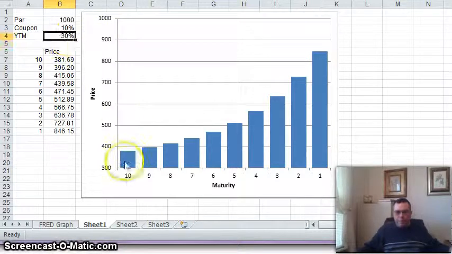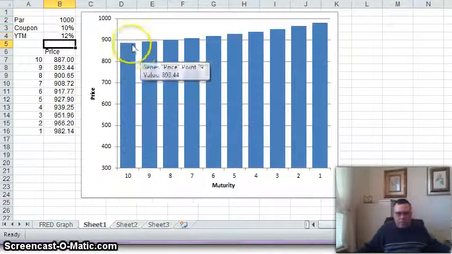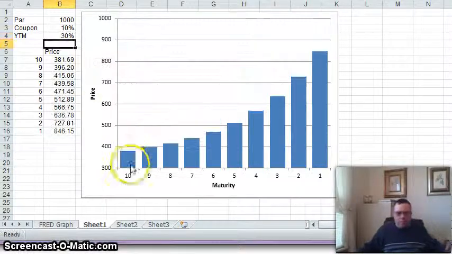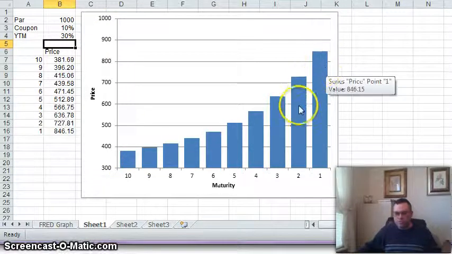What happened to the 10-year bond? When it started at 12, it was about $890. When I moved it to 30, it fell all the way to about $390. Meaning long-term bonds are more sensitive to interest rates than short-term bonds. That's called interest rate risk.